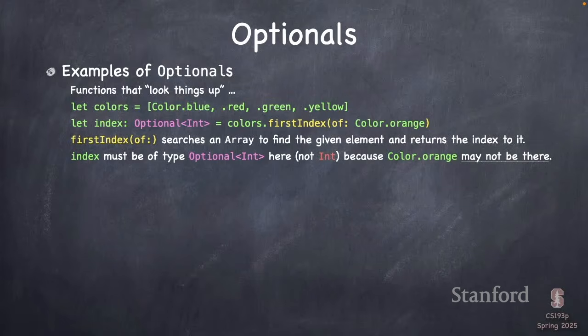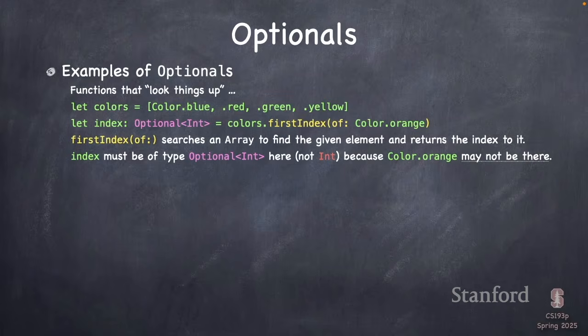Here's a really good one, firstIndex(of:). firstIndex(of:) is a normal function on Array that looks for the thing you pass it and returns the index into the array where that thing is, the first index, because it might be in there multiple times. And of course, it might not be there. Like in this case, colors is an array of colors: blue, red, green, and yellow. And I just said, give me the first index of orange. Well, orange is not in that array, so I have to be able to return that it's not. That's why the return type of firstIndex(of:) is Optional Int.